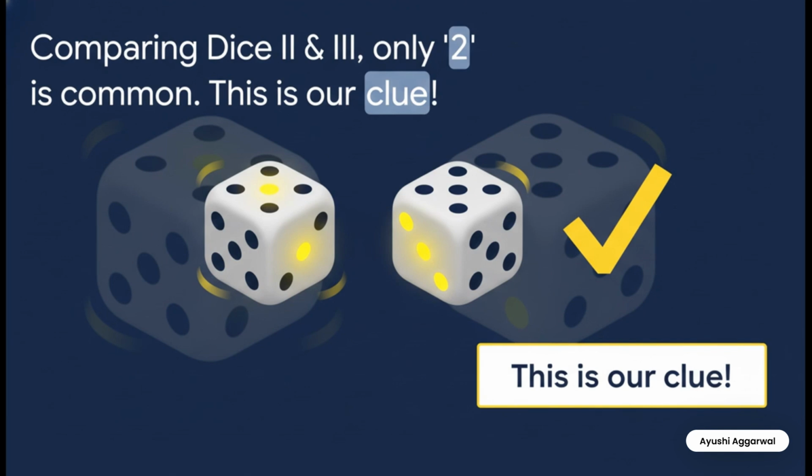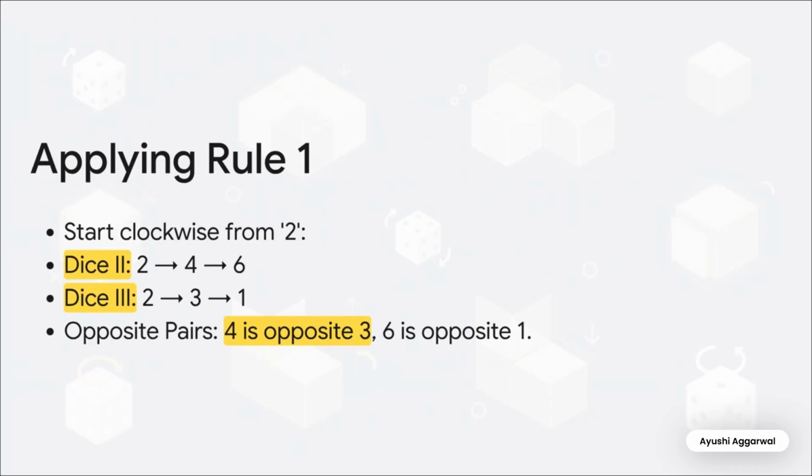Now, which number is common between these 2? Look closely. It's just 2. Perfect. This is the exact pair we were looking for. Now we can apply our clockwise method. So let's apply Rule 1. Starting from the common face 2, we go clockwise.